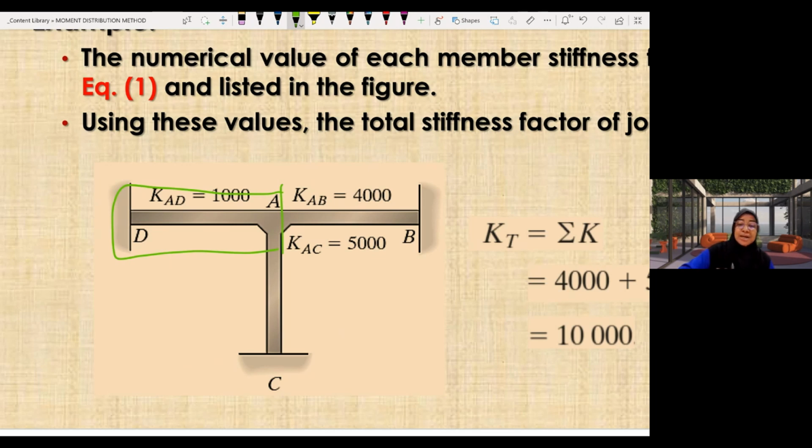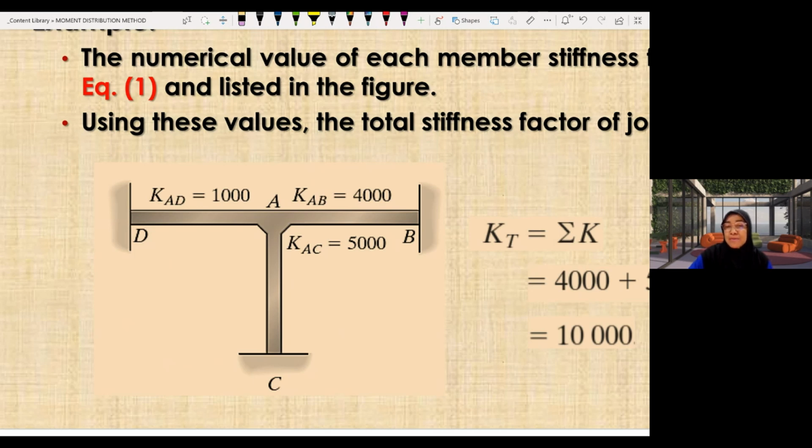Okay, for member, and then for another one is member AB. This is member AB, and another one is this. This is member AC. That's member. So we have KAB, KAC, KAD. That is member stiffness factor. Now, besides member stiffness, we have to determine joint stiffness before we can calculate distribution factor.